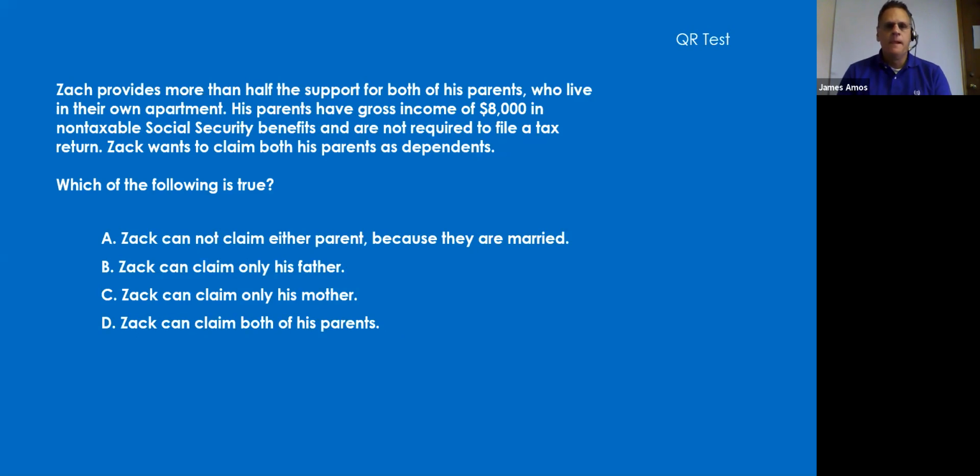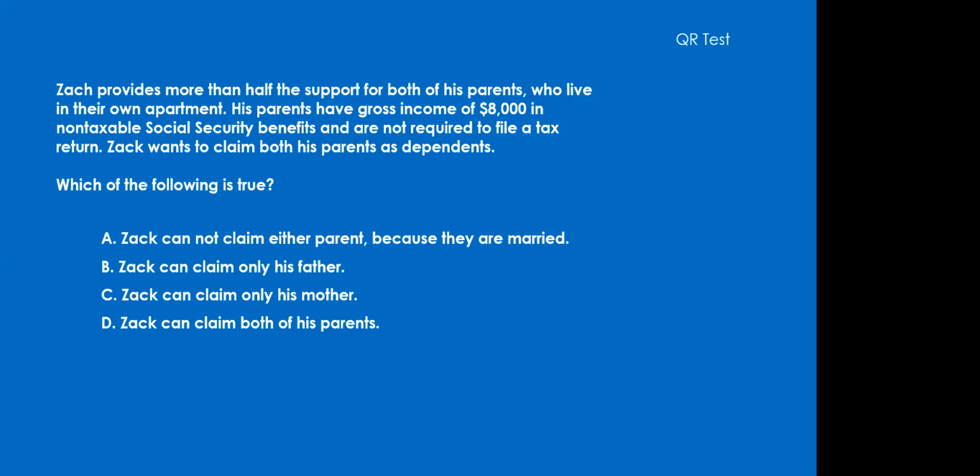All right, here's another one. Zach provides more than half the support for both of his parents who live in their own apartment. His parents have gross income of $8,000 in non-taxable Social Security benefits, and they're not required to file a tax return. Zach wants to claim both his parents as dependents. Which of the following is true? Zach can claim both of his parents.